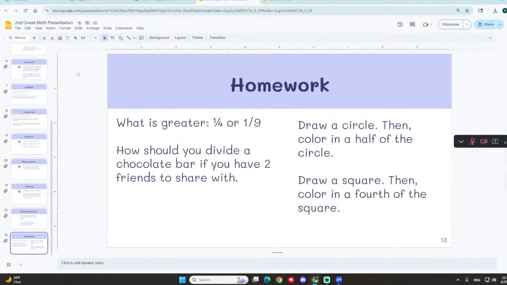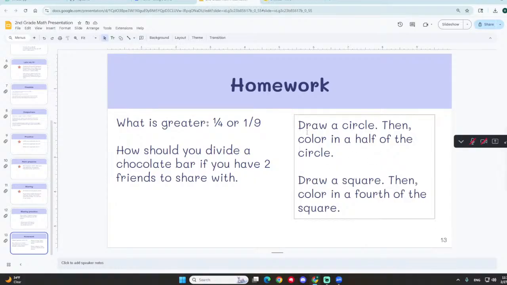Now we're going to move on to our homework. Which is greater, 1/4 or 1/9? And how should you divide a chocolate bar if you have 2 friends to share with? I'm going to say the answers to the homework now. If you don't want to hear these 2 answers, pause the video so you can do the homework and then come back to see the answers.